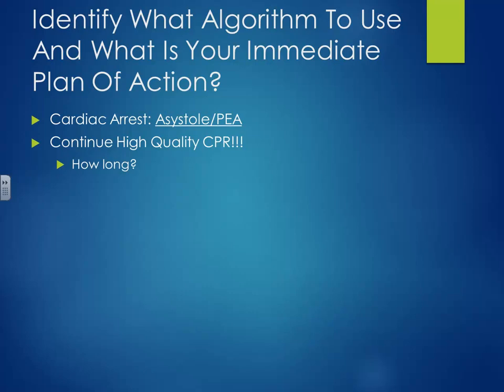So we're working now, we're in the algorithm. How long do we do that? 2 minutes. Ventilations. What's our priority with ventilations? Just making sure air is getting down one way or another, right? It doesn't necessarily always have to be an ET tube, right?